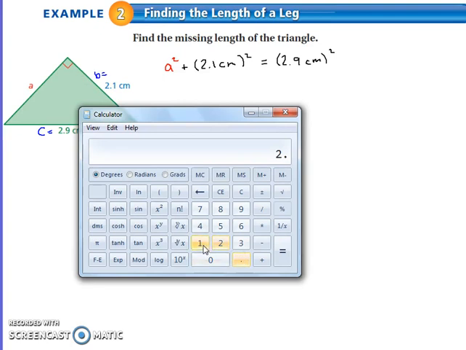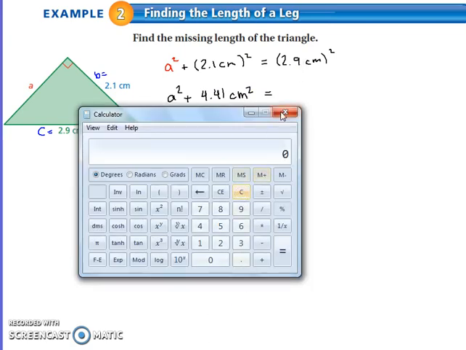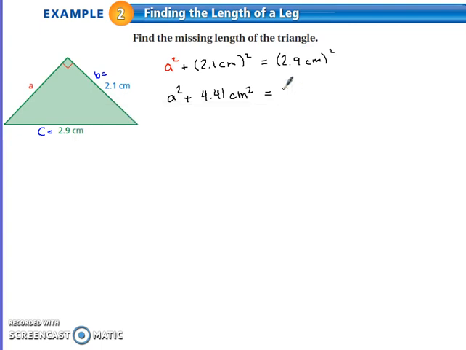2.1 times 2.1 gives me 4.41. So I've got a squared plus, when I square this 2.1 centimeters, I got 4.41 square centimeters. 2.9 times 2.9 is next, and I find 8.41. So this is equal to 8.41 square centimeters.